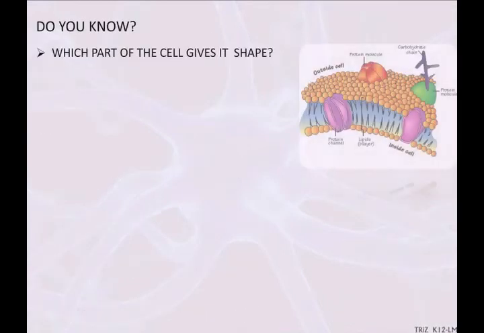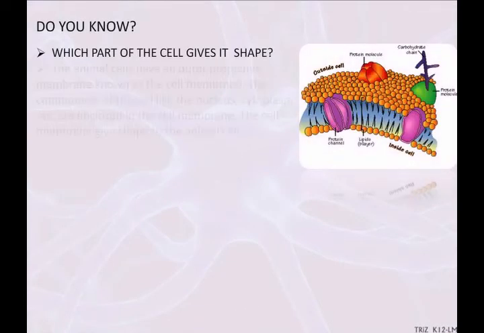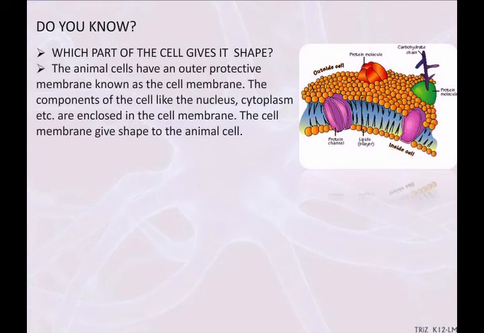Do you know which part of the cell gives it shape? The animal cells have an outer protective membrane known as the cell membrane. The components of the cell like the nucleus, cytoplasm, etc. are enclosed in the cell membrane. The cell membrane gives shape to the animal cell.